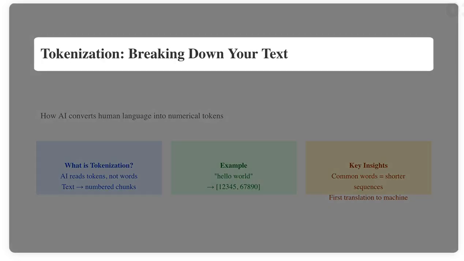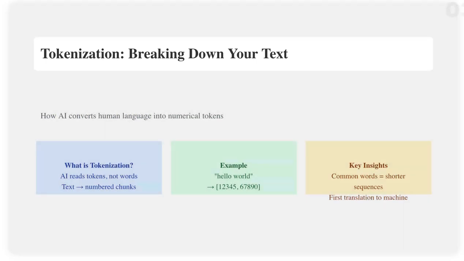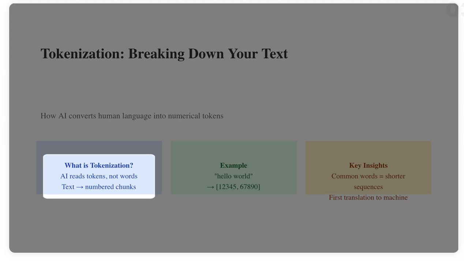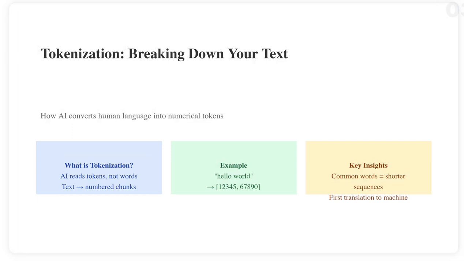Now that we've seen how your message leaves your device, let's move to step 2, tokenization. This is where your text gets broken down for processing. Here's the key thing to understand. AI doesn't actually read words like we do. It reads tokens, which are numbered chunks of text. Think of it like translating your message into a special machine language.